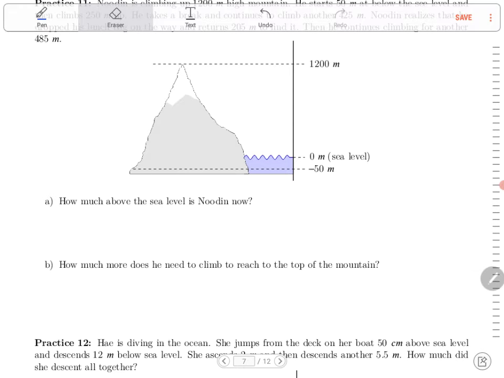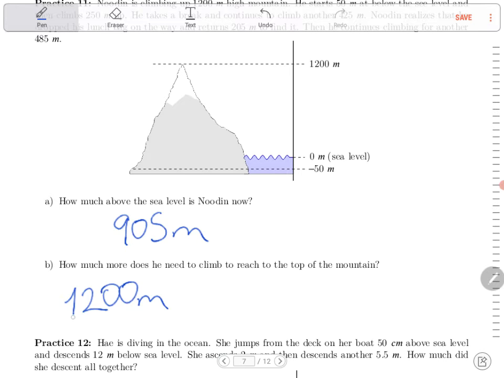Well, we know that our answer for A, having done the problem, is that he is 905 meters above sea level. So the complete answer to this question is Newton is 905 meters above sea level. How much farther does he need to climb to reach the top of the mountain? That's, again, a subtraction problem. So the top of the mountain, how high is the top of the mountain? It's 1,200 meters. And we want to know the difference between the 1,200 meters, that's the height of the mountain, and where Newton is now.